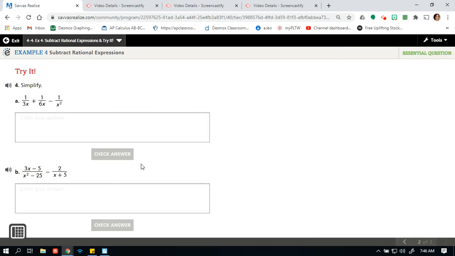Right, in the try it, they want you to simplify and subtract and add in this first one. Sorry, that took me a second because you do have to get the common denominator between all three of these rational expressions. But there you go. There's your try it, so good luck.